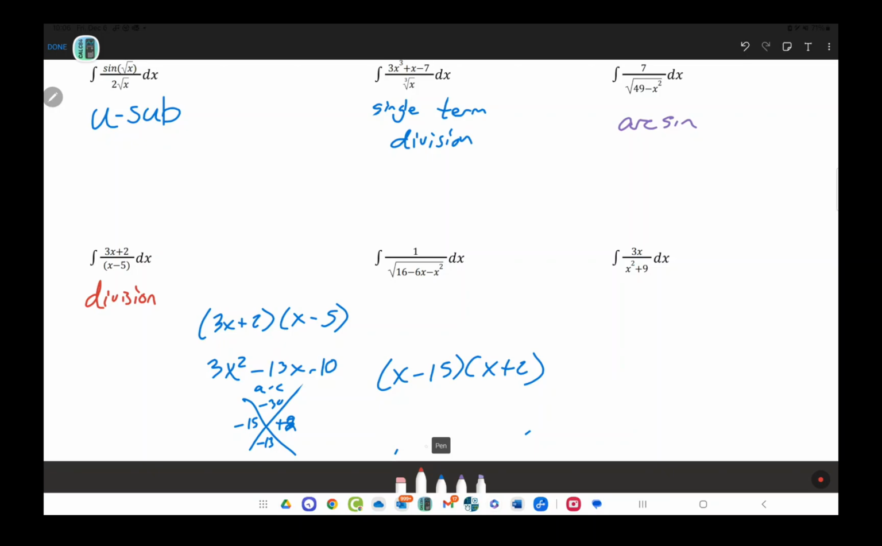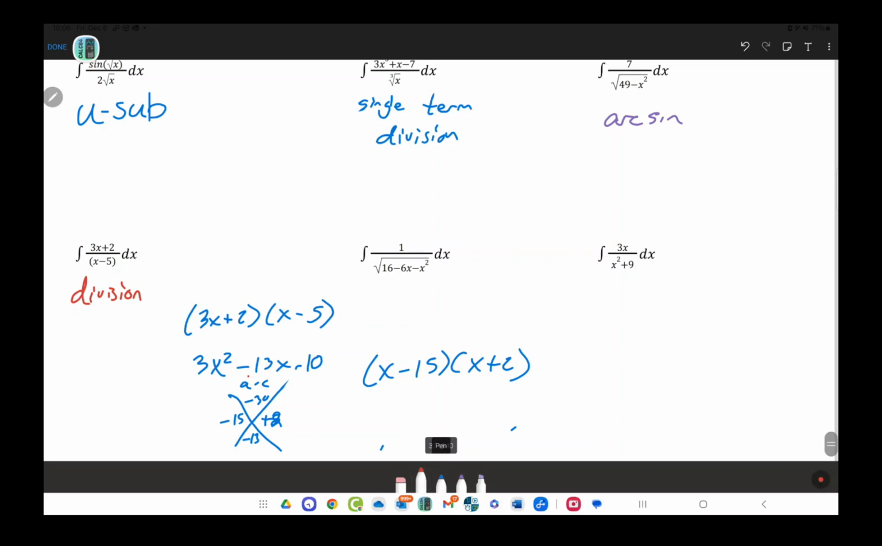I always thought you were supposed to make the box. Shortcut to this: we did A times C, right? To balance that out, we're going to divide by 3. Divide by 3, so we get x minus 5. Since this doesn't divide, anything in the bottom is going to move up front: 3x plus 2. So that is the easy way to factor when you have an A that isn't 1.